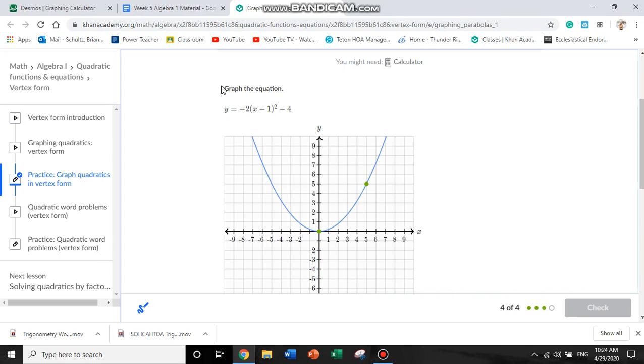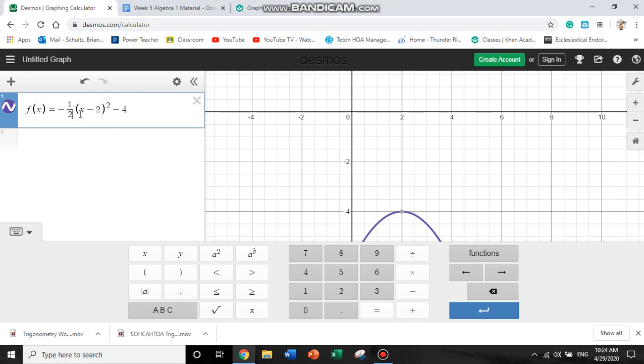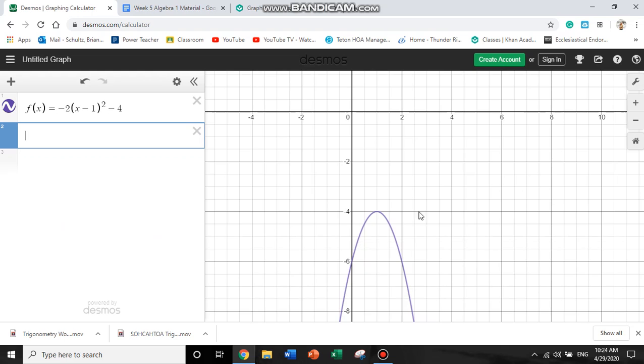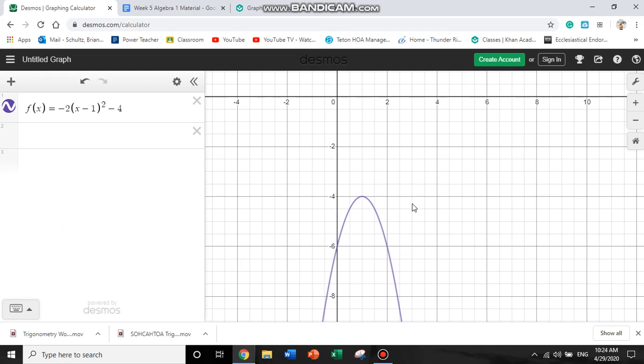So -2, so let's delete that. Put a -2 there. There was a -1 here and a -4 there. It looks like we're good. Okay, so we get that. I'm going to hide that keyboard.